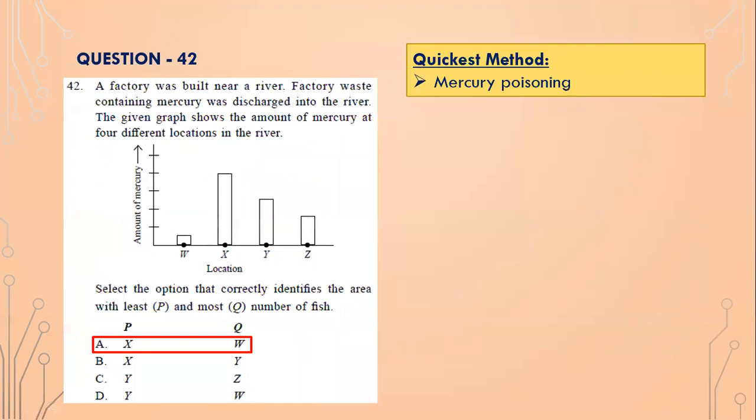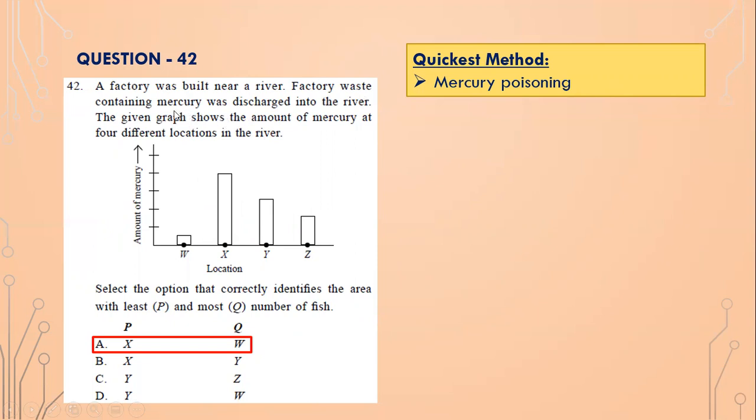A factory was built near a river. Factory waste containing mercury was discharged into the river. The given graph shows the amount of mercury at 4 different locations in the river, isn't it? So at W, the amount of mercury is less, but at X, it is the highest, then it reduces, isn't it? So mercury is an extremely poisonous substance, even though it is used in thermometers and all.